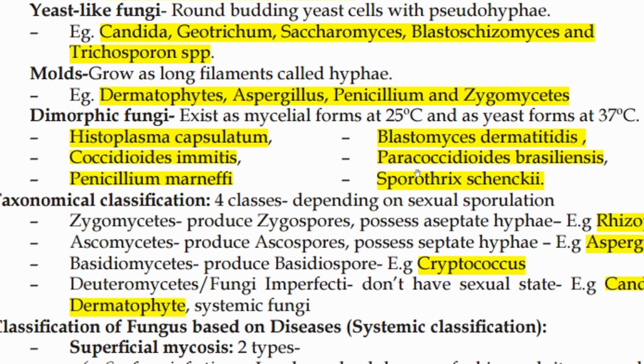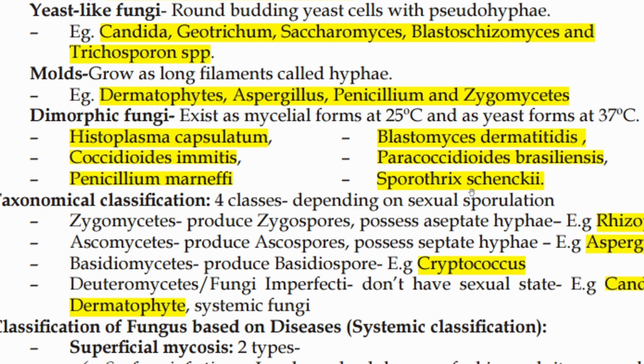Okay. Then we have Sporothrix schenckii. Sporo means what? Spore. Okay. Thrix means hair. Sporo means spore. Thrix means hair. Schenckii means the scientist's name, Benjamin Schenck.